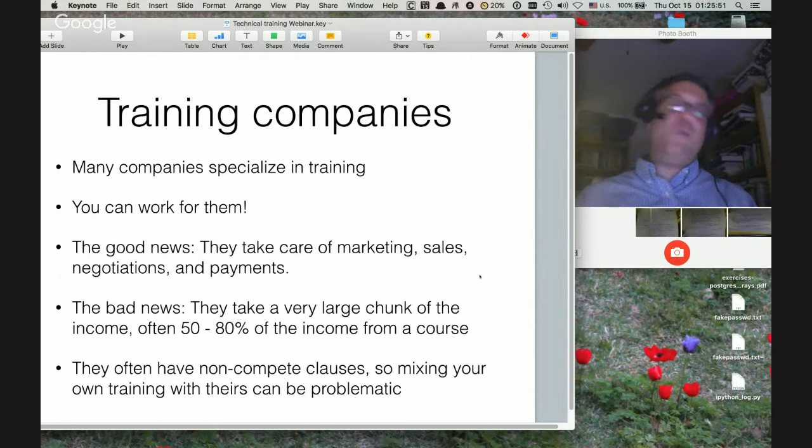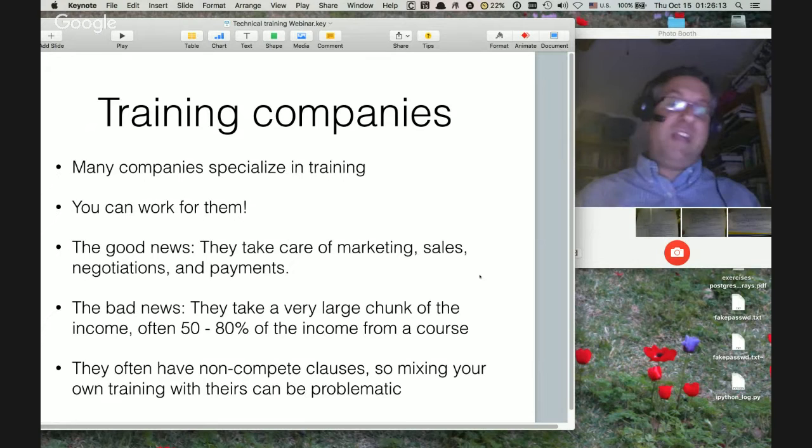And I had an even worse experience in Israel with a training company with whom I've worked, where they took like 90% or 80% of the money from a certain kind of course. The other thing about working for a training company, the other bad news, is they'll often have a non-compete clause. So let's say you say, I want to get into training, but I first want to do it through a training company because they'll deal with the nitty-gritty. And then after 3 months, 6 months, a year, I'll just do it on my own.